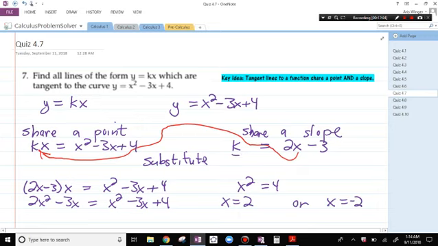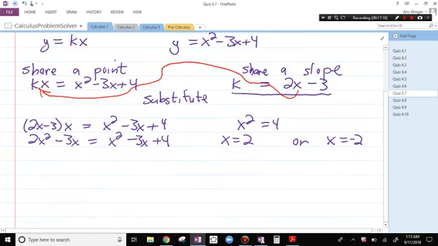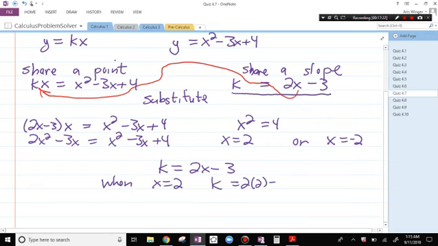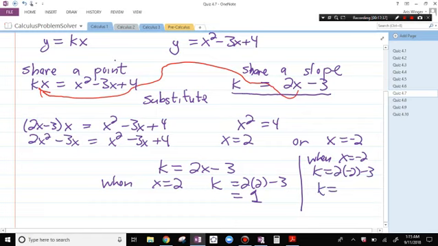And we just have to remember this very nice relationship between k and x. Since we know that k is equal to 2x minus 3, when x is 2, then k equals 2 times 2 minus 3. k is 1. When x is negative 2, then k equals 2 times negative 2 minus 3, and k is equal to negative 7. The two answers are y equals 1x and y equals negative 7x.